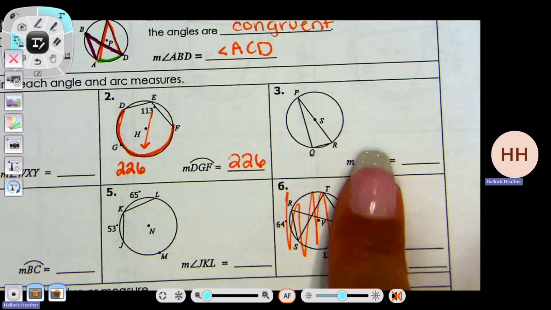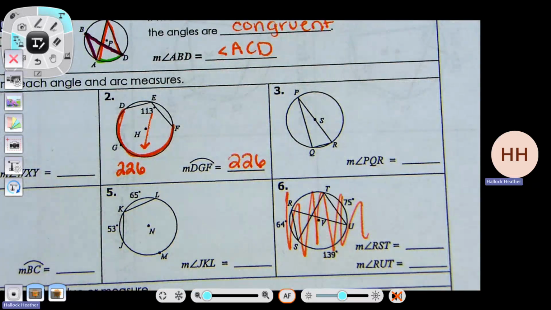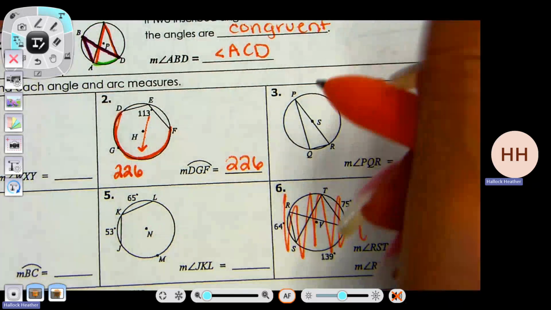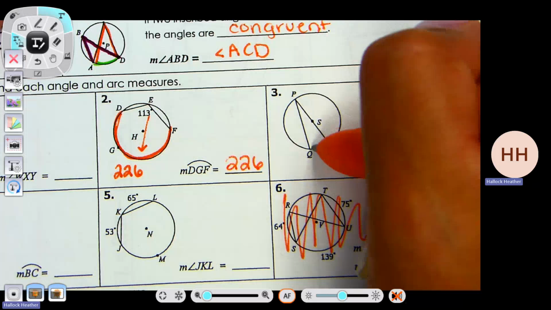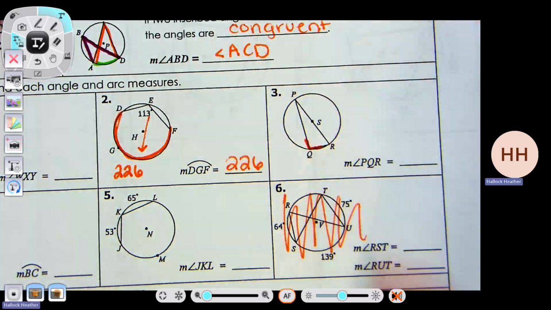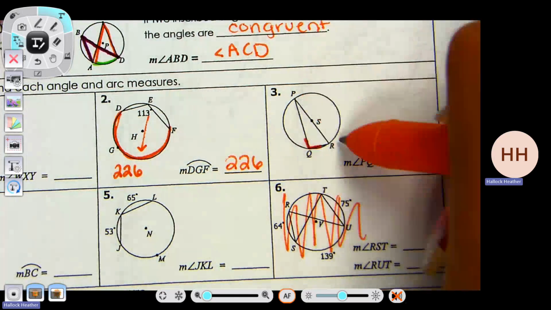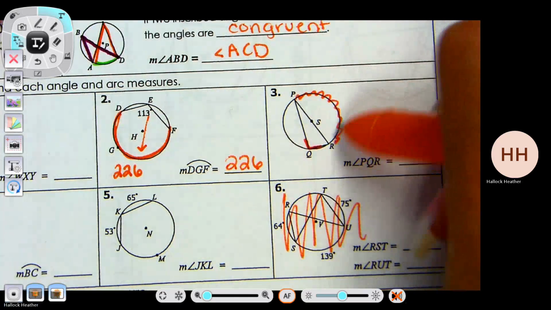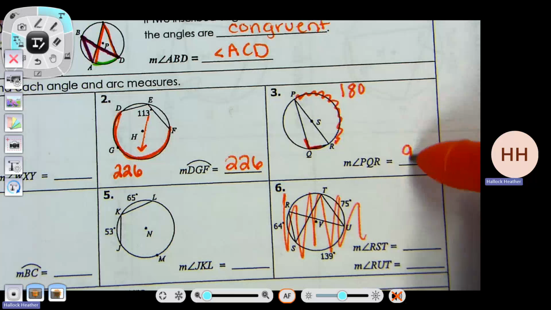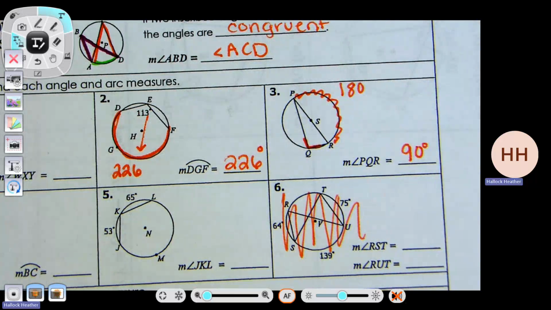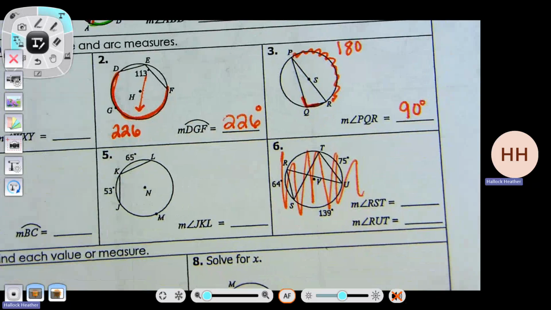Let's go to 3. 3 has no number. Great. Everything's going to be fine. It's going to be PQR is what I'm looking for, which is Q. I'm looking for this angle right here. 90. Why? Because it's opening up to 180. Half of 180 is 90. Not too bad. Let's go to number 5. Yes. Brace yourself. Look at number 5.